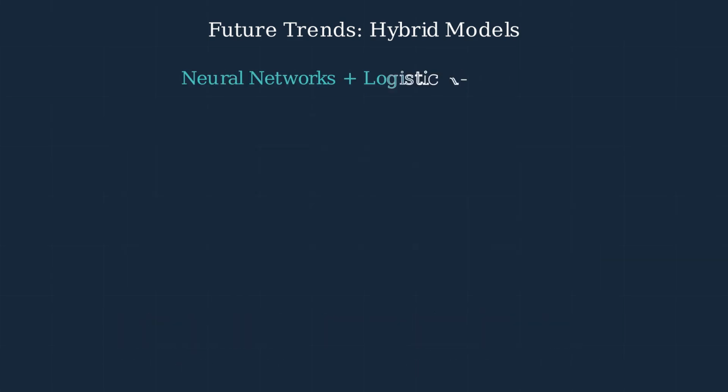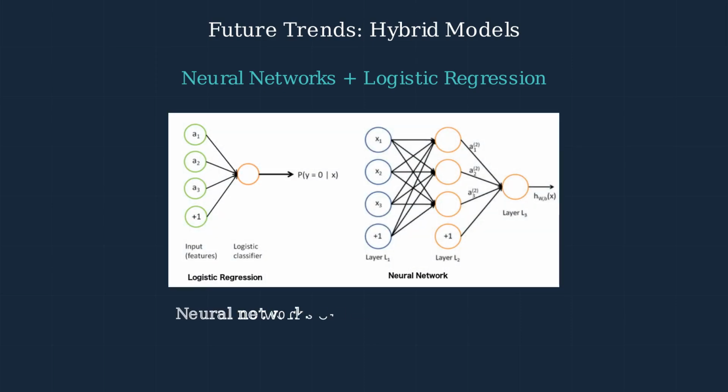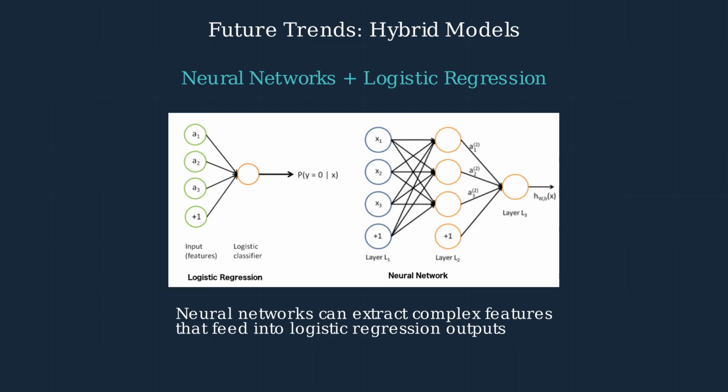Neural networks can be combined with logistic regression to create powerful hybrid models. The neural network layers extract complex features from raw data, while the logistic regression component provides interpretable outputs and probabilities. This approach maintains interpretability while leveraging deep learning capabilities.